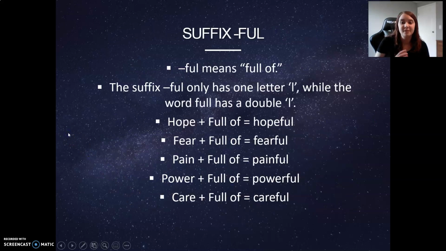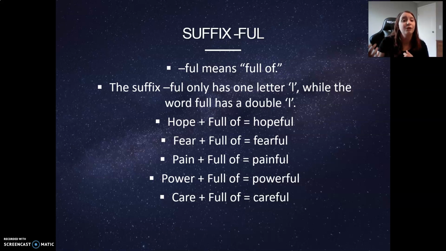Now we're going to get into suffixes. So there's 2 suffixes we're going to talk about. The first one is full. When I have the suffix full, it means full of. Suffixes come at the end of a word. Please make sure you remember that.